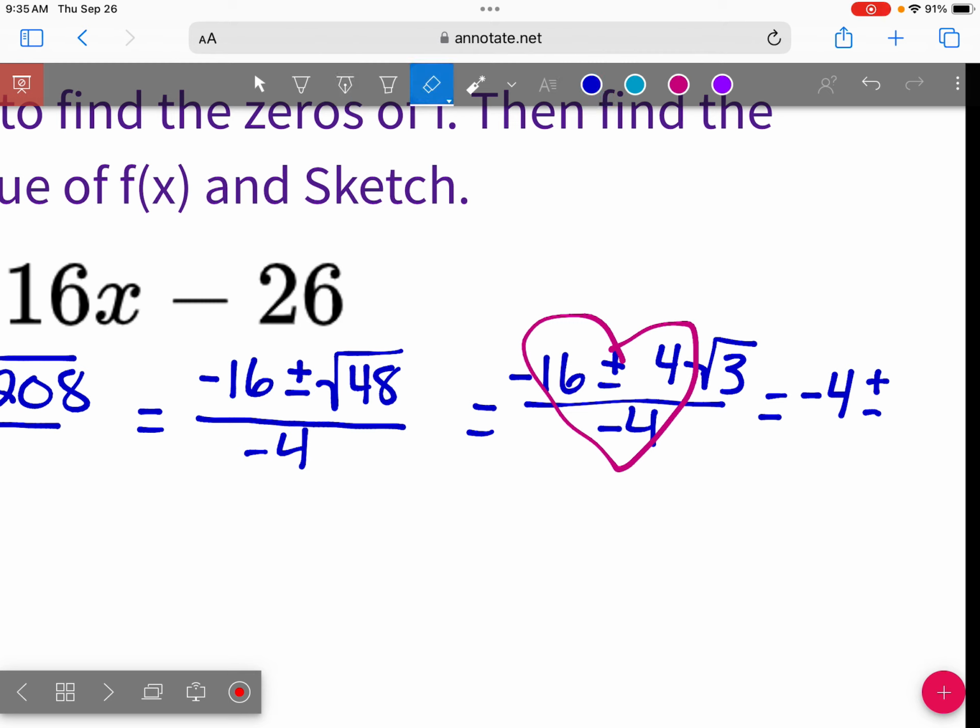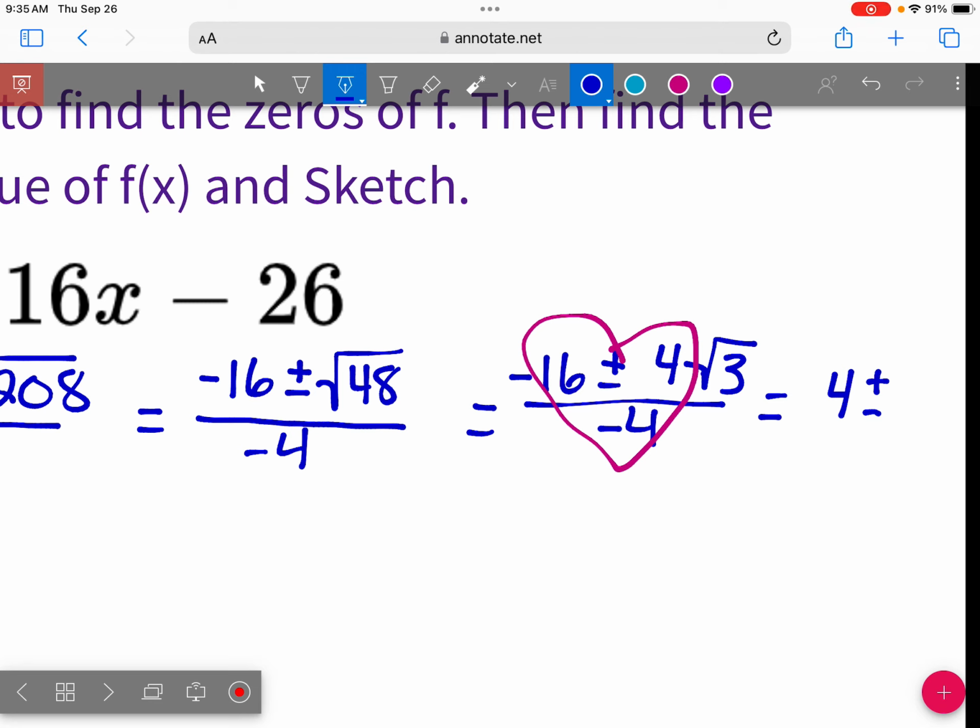Oh, on the bottom. Sorry. So negative 16 divided by negative 4 gives us a positive 4. So we're going to have 4 square root of 3 divided by negative 4.